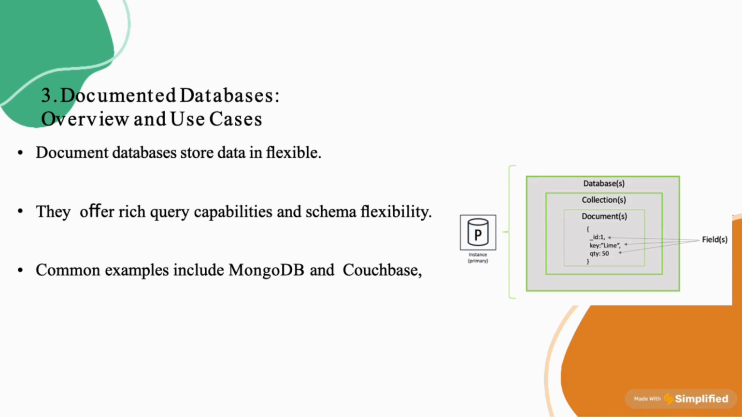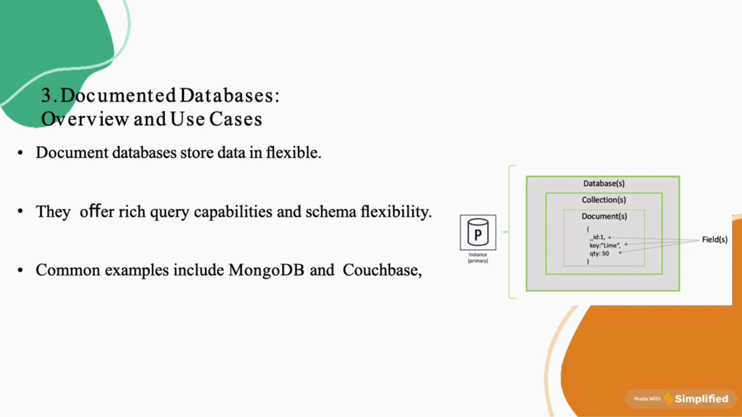On moving to the next slide, we have the document database overview and use cases. The document database stores data in flexible document-type structures such as JSON or XML, making them suitable for complex and unstructured data. They offer rich query capability and a flexible schema but may face challenges in maintaining data integrity and scalability. Common examples include MongoDB and Couchbase, ideal for content management, real-time analytics, and personalization.